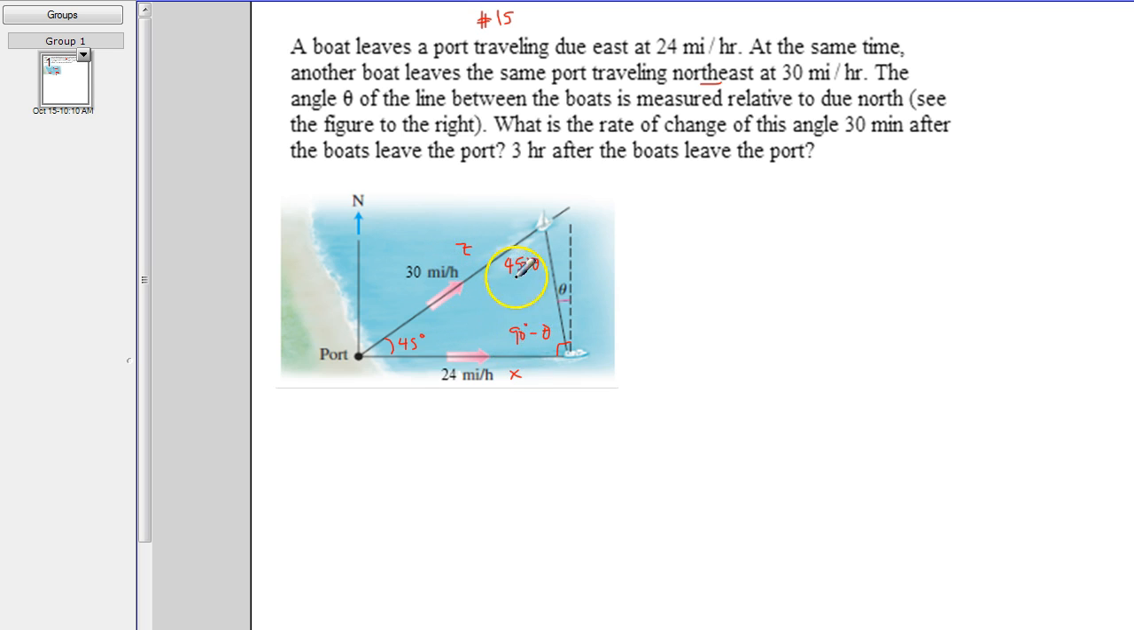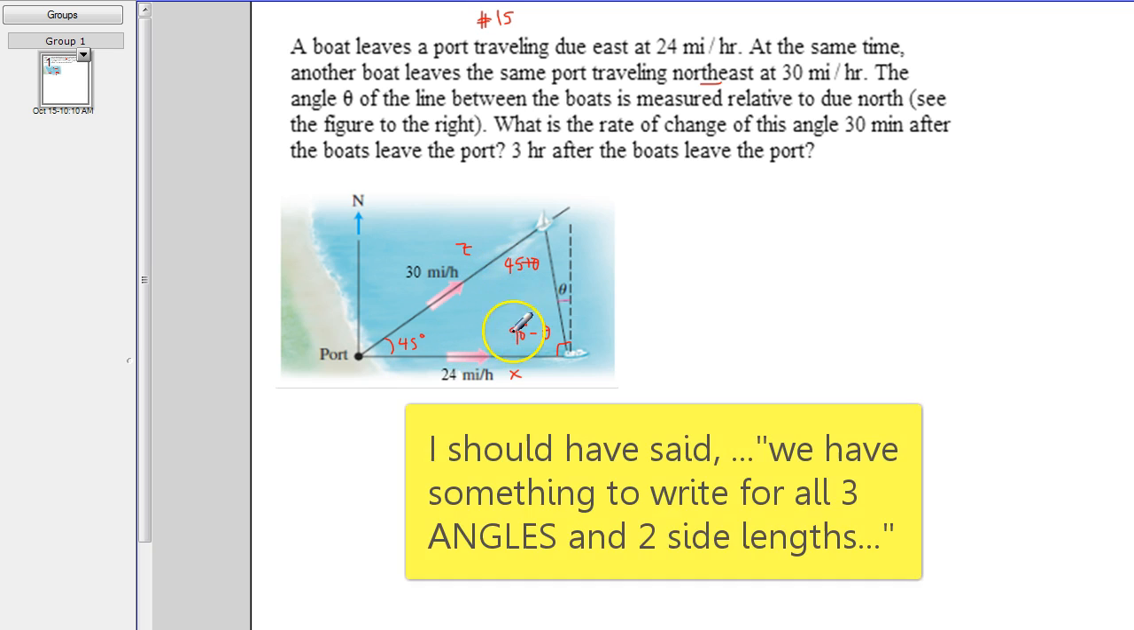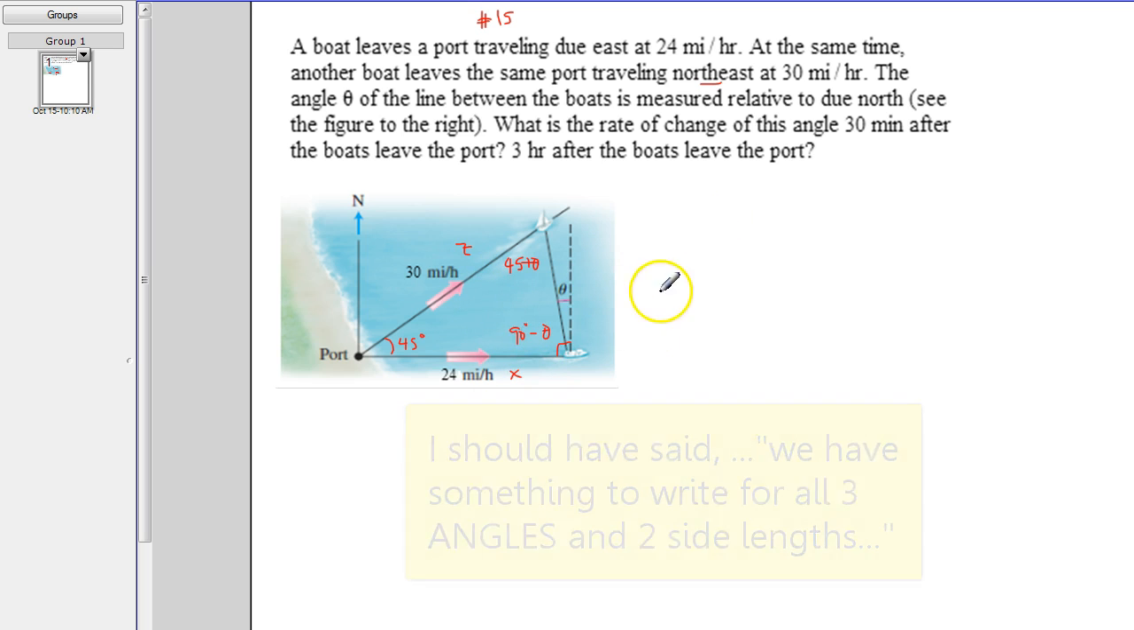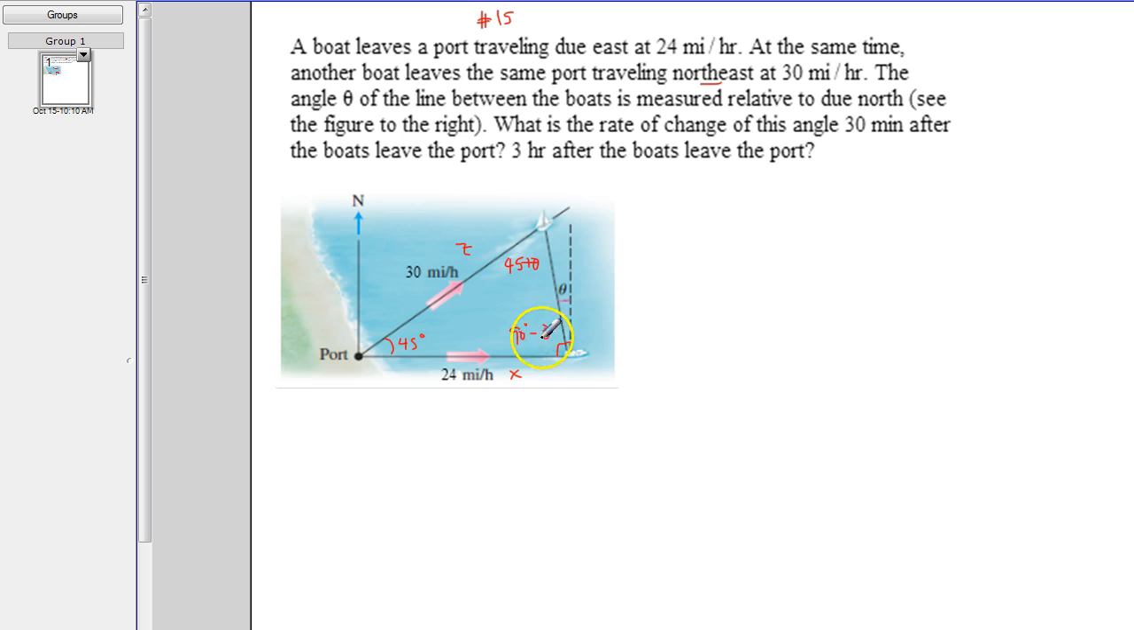And because we have something to write for all three side lengths, we can set up the law of sines here for x and z. Remember, when the angle is not 90, when it's not a right triangle, then typically you use law of sines and or law of cosines to solve those things. So we have the angle measures, we have two of the side lengths. The very first thing that we have to do for this problem is set up an equation that relates x, z, and theta as the first part of this question. So what we end up with is a law of sines.